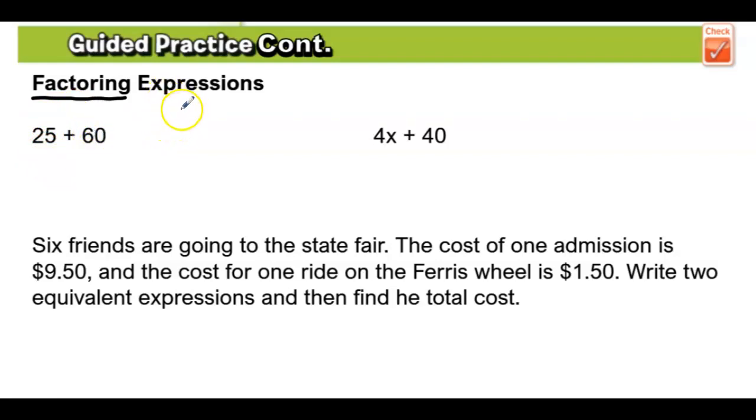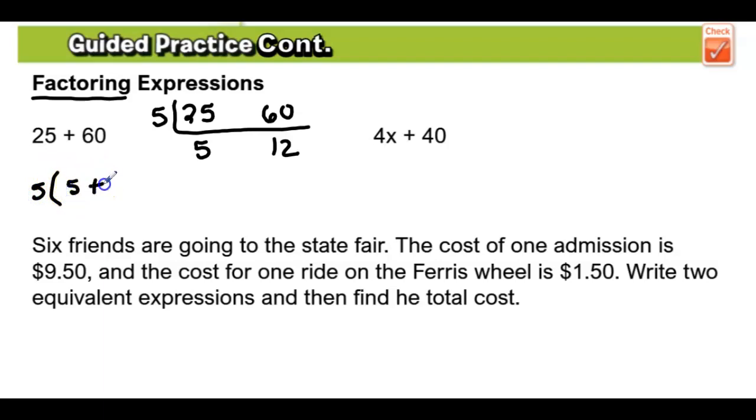So we have 25 and 60. And I'm going to use an oldie but a goodie. I'm going to use the ladder method, and I can divide these by 5. That 5 is what is factored out. And inside of the parentheses, I'm left with 5 plus 12.